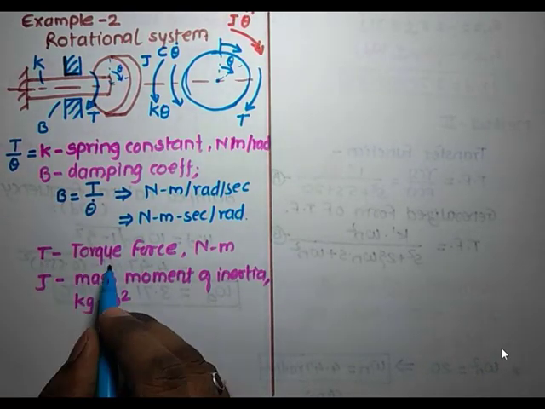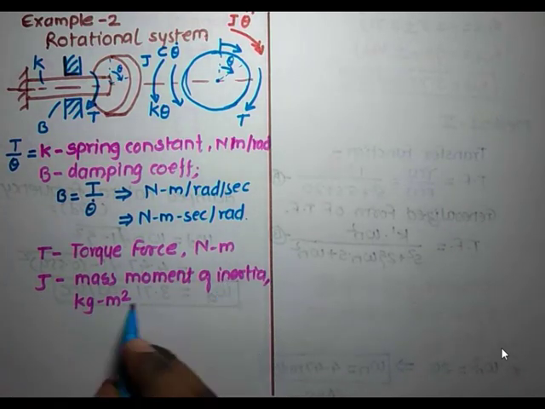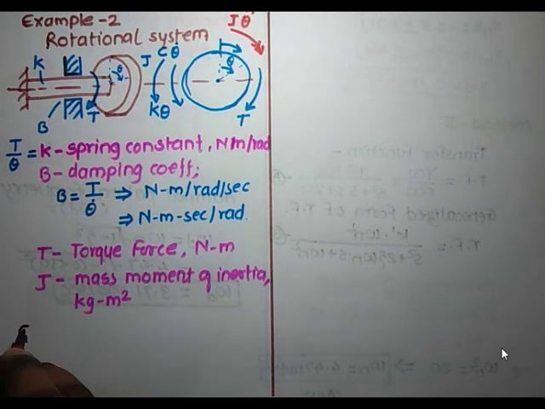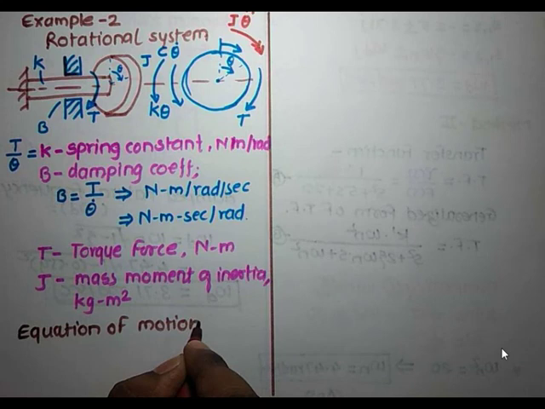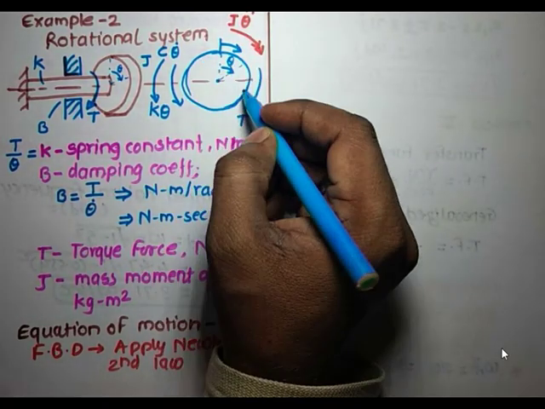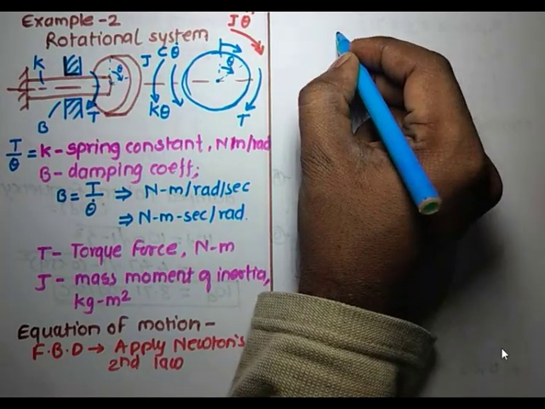Torque has a unit Newton meter, and J is the mass moment of inertia, which is kg meter square. Having all this constructional detail, now let us derive the equation of motion, which is also called a mathematical model. We are going to prepare a free body diagram and apply Newton's second law. We have already prepared the free body diagram, and I'll redraw it for the inertial body having mass m.